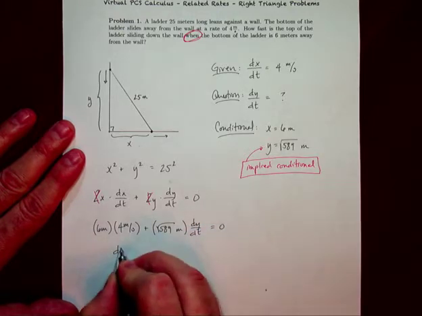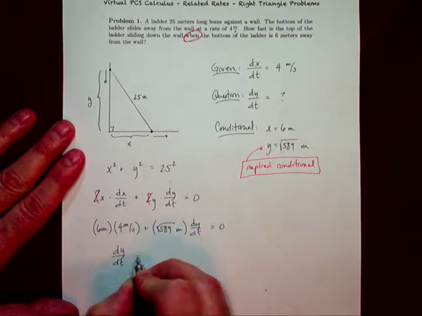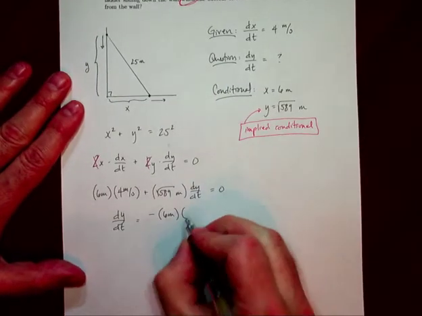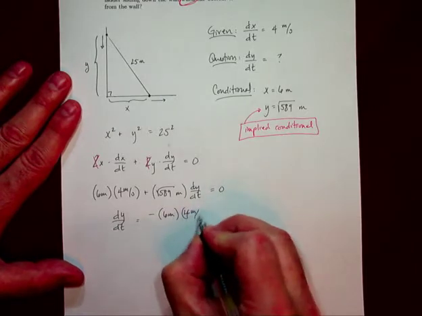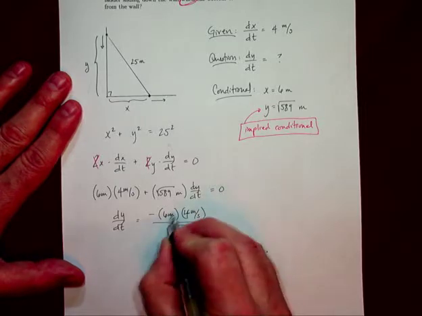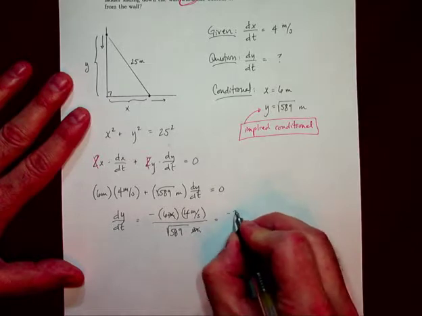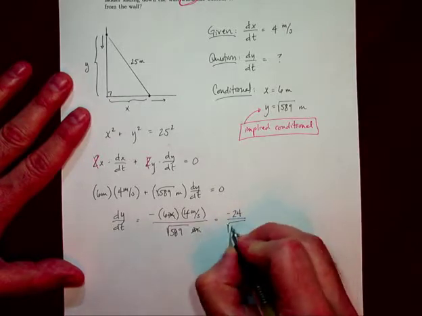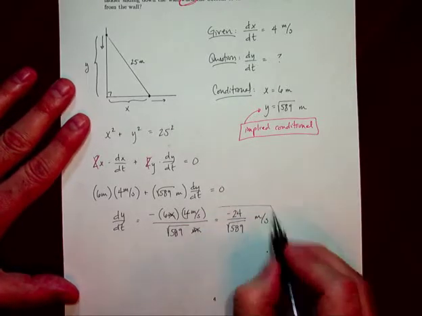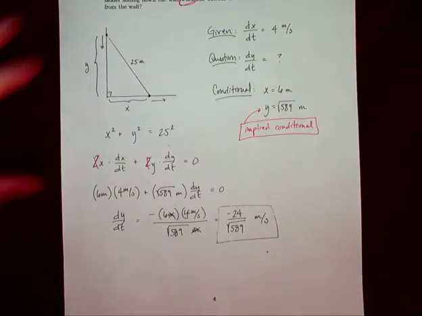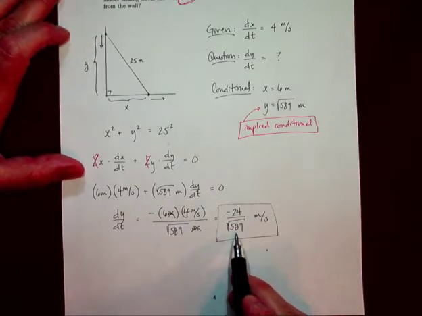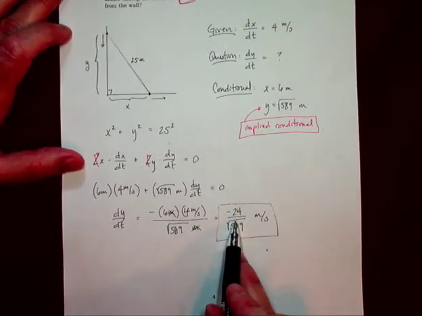So dy/dt is equal to the negative of 6 meters and 4 meters per second, over the square root of 589 meters. Now, these units and those units cancel out, and I'm left with negative 24 over the square root of 589 meters per second. And that right there. Now, remember, I told you that if it was sliding down the wall, it was making y smaller, and therefore it makes sense that dy/dt is indeed negative right here.